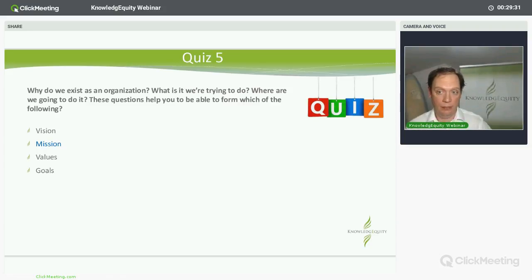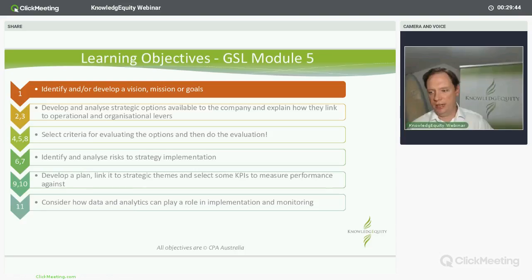Sometimes people do pick vision, right? But those prompt questions are actually about a mission statement. Now, I don't want people to get too caught up. They get a bit anxious about, I can't split the vision from the mission. And here's a way of explaining it.